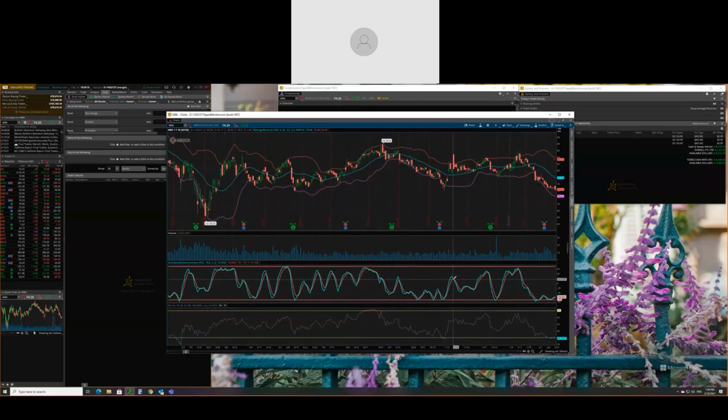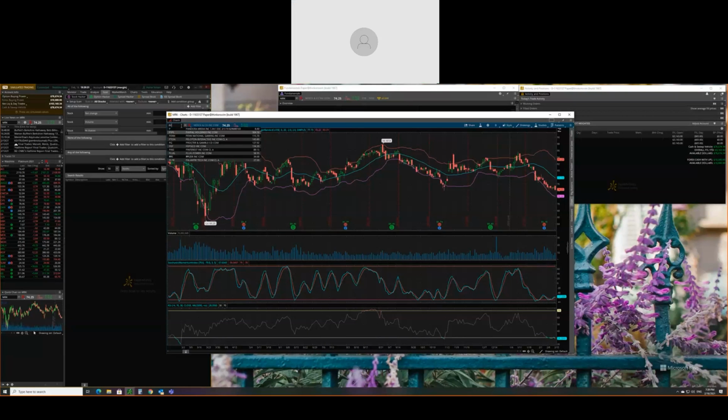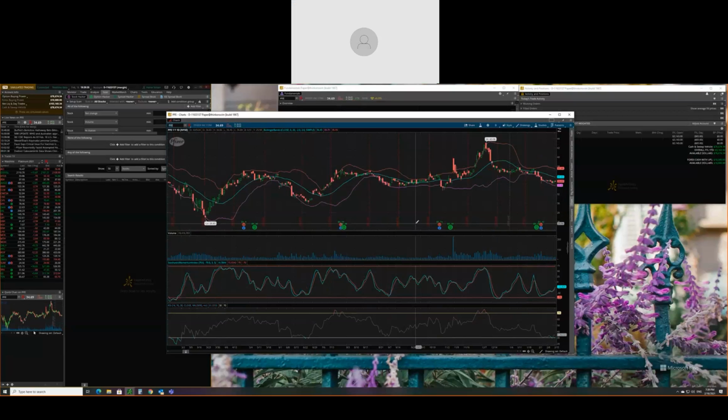Hey, Bala, this is Jorge. How fast can you change to Pfizer, for example, and have the same representation for Pfizer instead of Merck? Yeah, just type the symbol. Yeah, this is Pfizer.